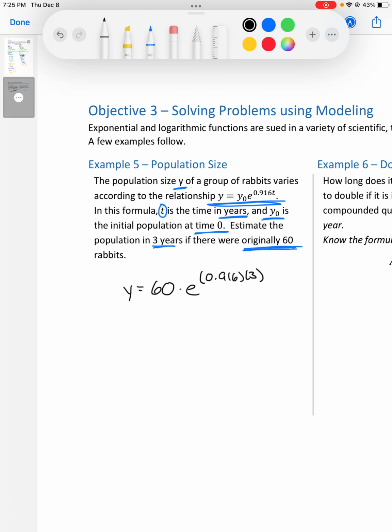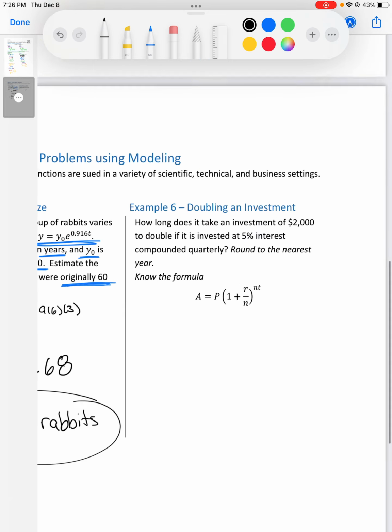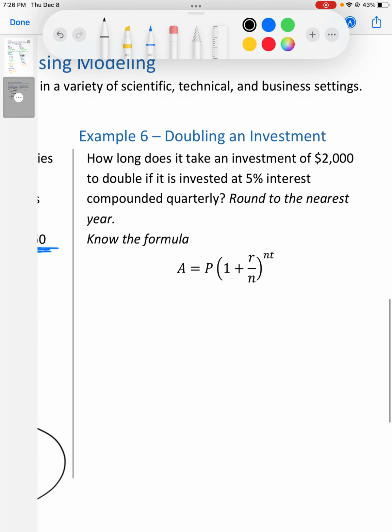And when we do that, we get 936.68. This asks us to estimate the population of rabbits, so we need an actual amount of rabbits, not point rabbits. So about 937 rabbits is what we get. Okay, awesome. Next one.